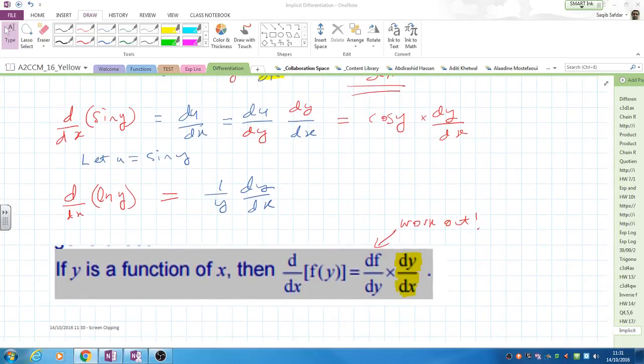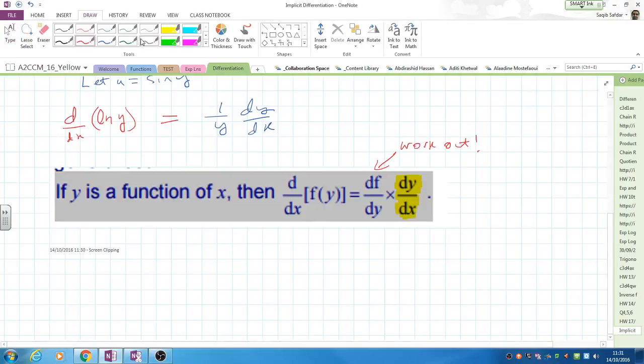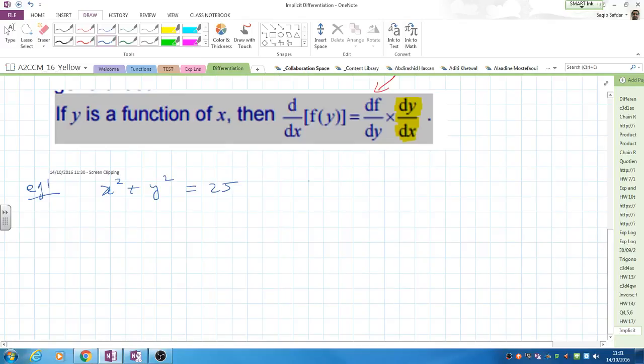The first one is obviously let's take a circle. Write down example 1. Say I've got x squared plus y squared equals 25, and the question is, find dy over dx in terms of x and y. So you've got a circle, x squared plus y squared is 25, and you're going to find dy over dx.